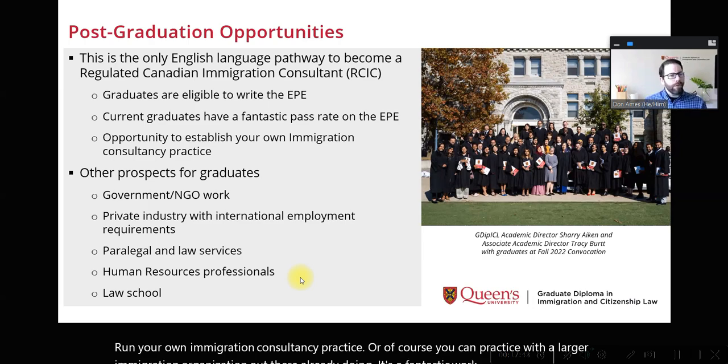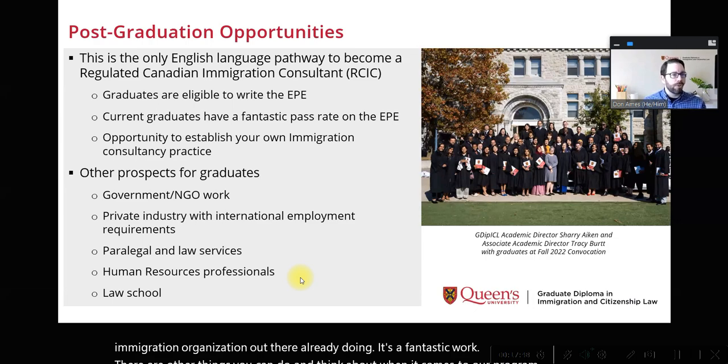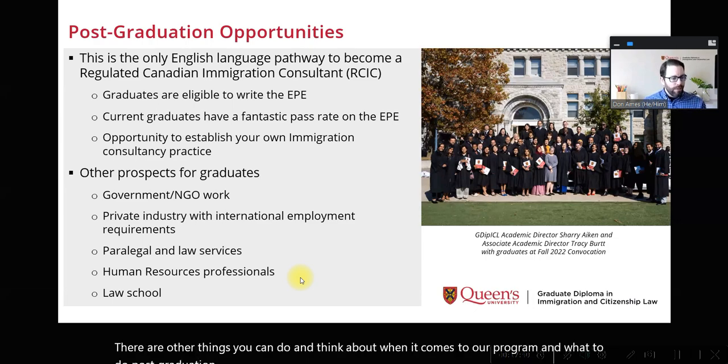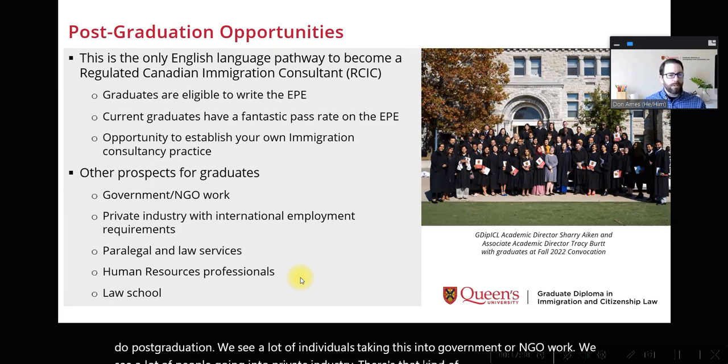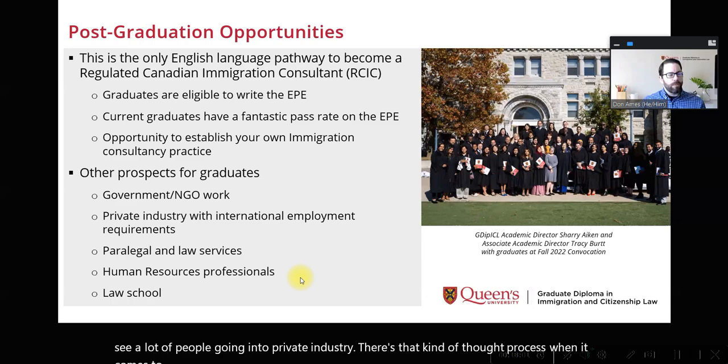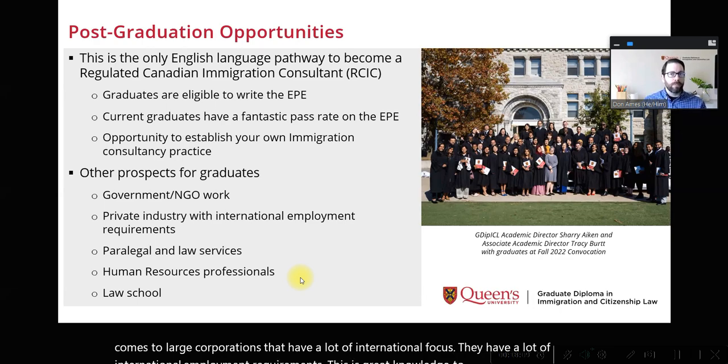There are other things you can do and think about when it comes to our program and what to do post-graduation. We see a lot of individuals taking this into government or NGO work. We see a lot of people going into private industry. There's that thought process when it comes to large corporations that have a lot of international focus. They have a lot of international employment requirements. This is great knowledge to take into the private sector.